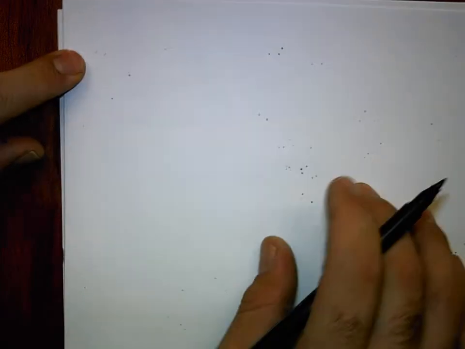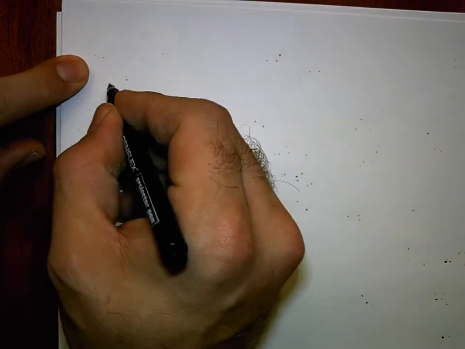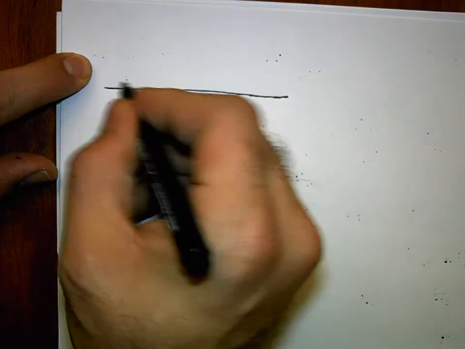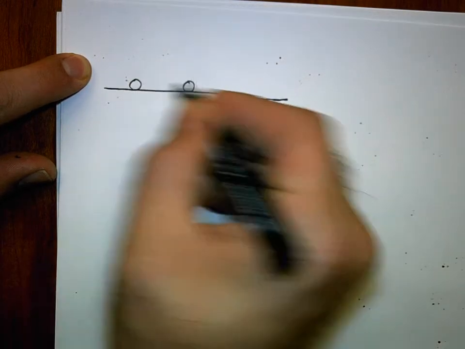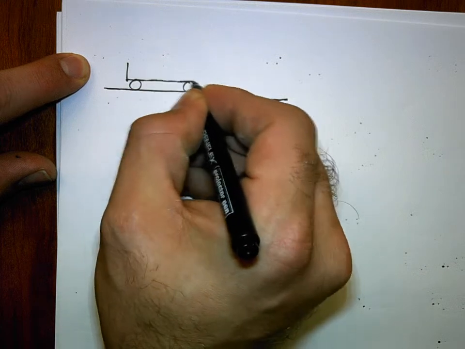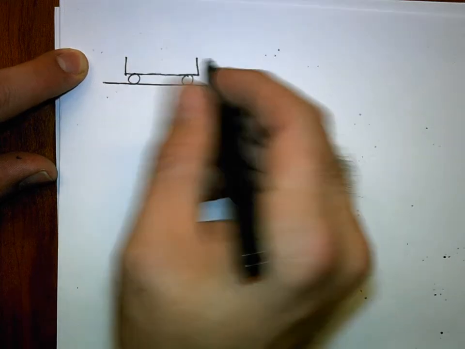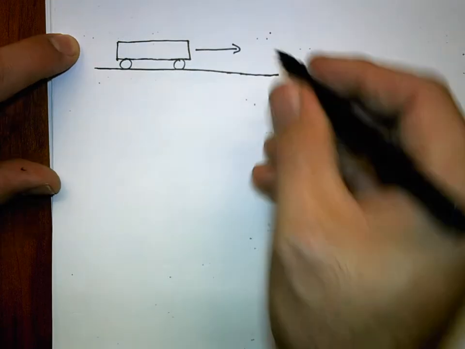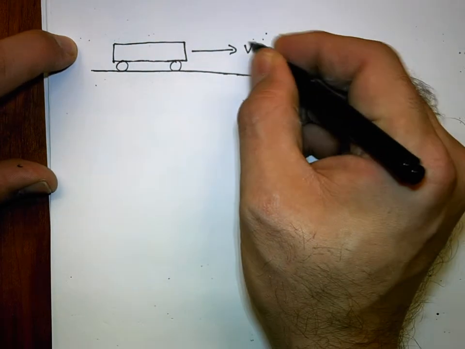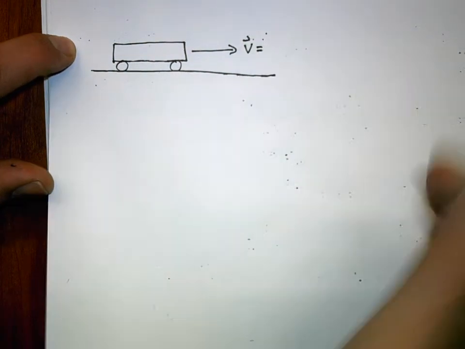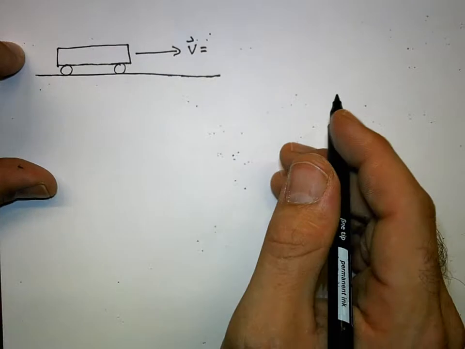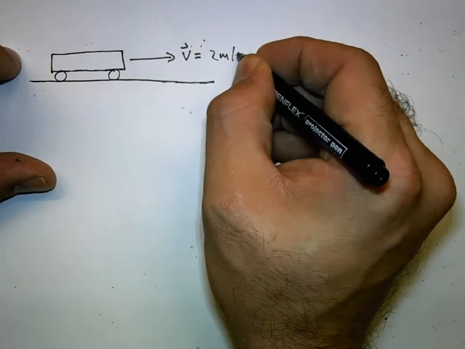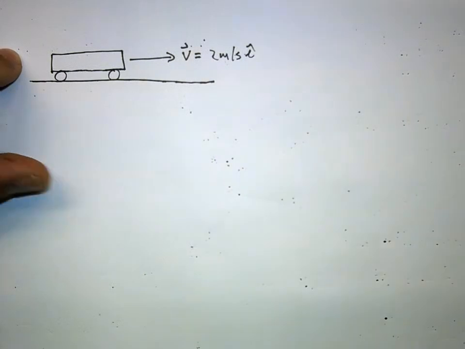Let's say we've got the following. Here we've got just a flat surface, and we've got a little cart or a trailer or a trolley of some sort that is moving on this. It's a frictionless surface, and this trolley is moving at a constant speed equal to, let's say, 2 meters per second in the positive x direction.